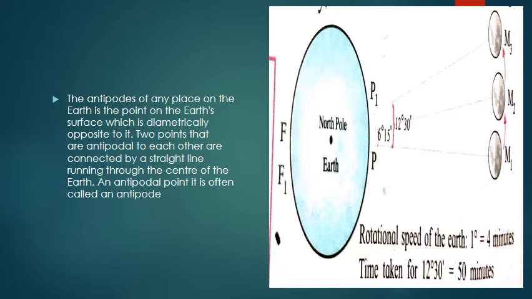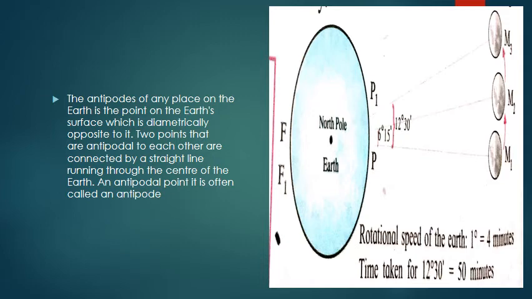Now what is an antipode? We know a place on the earth is a point on the earth's surface which is diametrically opposite. Can you see that P1? Can you see that F1? Yeah. Can you see the letter P on that figure and that F position on the other side? Yes. They are called antipodes. Is this clear? Yeah.